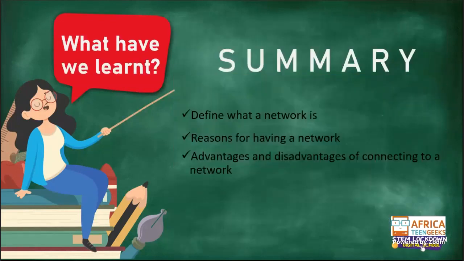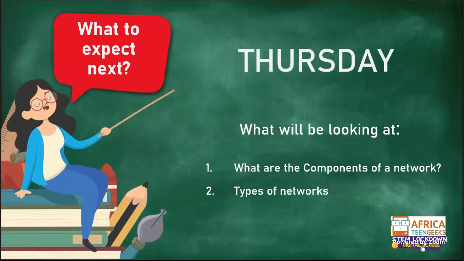Right, then the summary for today. We looked at the reasons for having a network, and you should be able to define what a network is, and then state the advantages and disadvantages of having a network. And then for tomorrow, we are going to continue with networks, and we'll be looking at what the components of a network are. What are the components of a network? And then we are going to look at the types of networks.